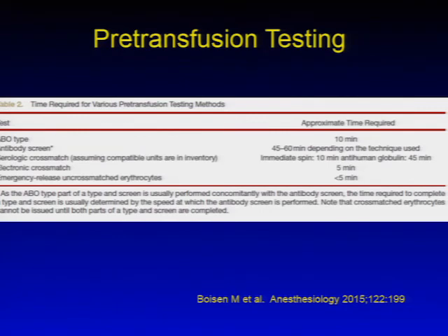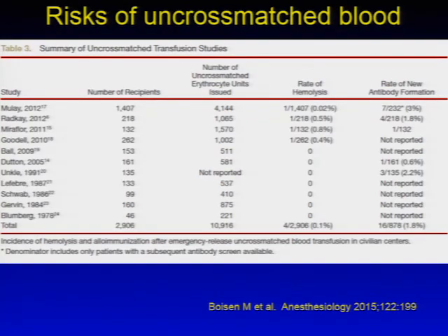So as far as the time it takes to do it, the ABO type can be known within 10 minutes. Antibody screen is 45 to 60 minutes depending on the technique. And cross-match can be anywhere from an immediate spin for 10 minutes to up to 45 minutes. So you can see, for your reference, here's some more information. As far as risks of uncross-matched blood, you can see that there are rare events of hemolysis and a little bit higher rates of new antibody formation.